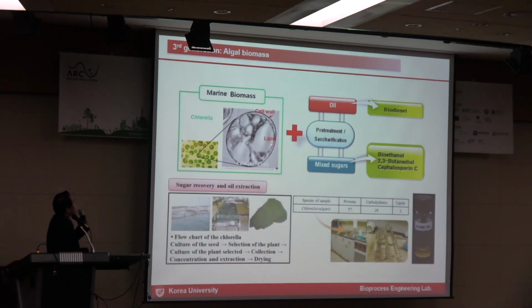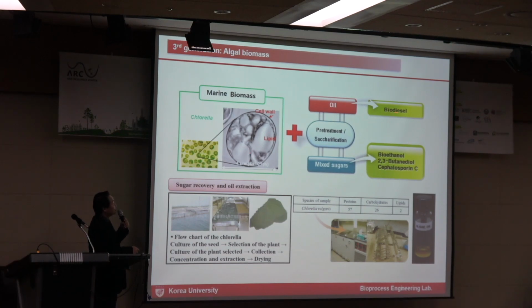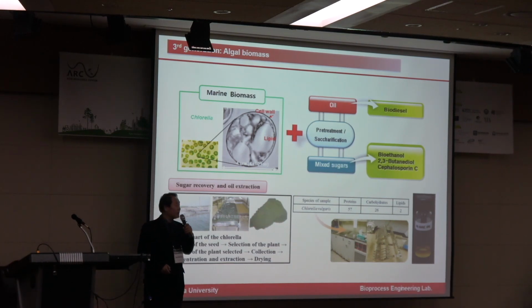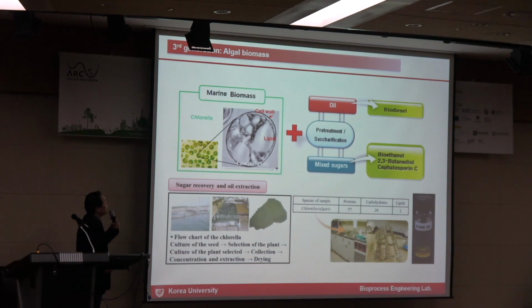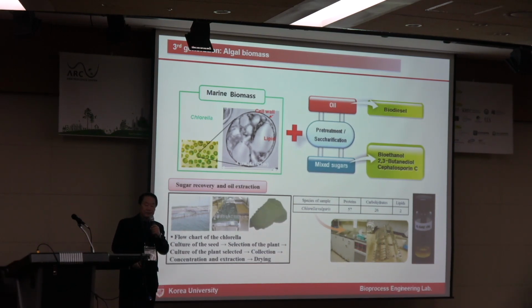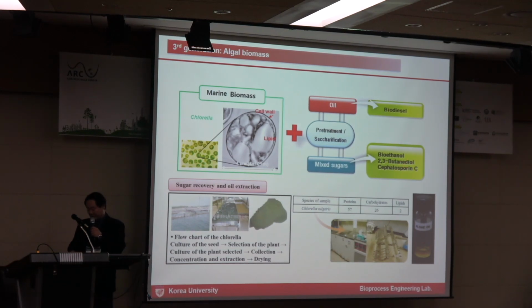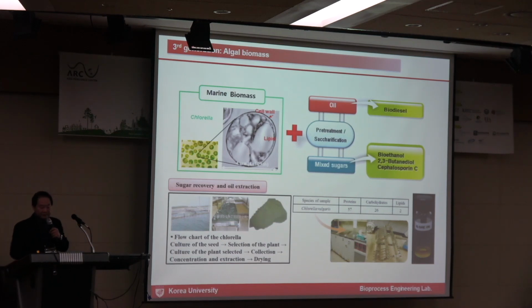After cultivation of this algal biomass, first of all, you can extract lipid, and then it's converted to biodiesel by either chemical or biological method, especially the enzymatic method. And through pre-treatments and saccharification, we could get mixed sugars like glucose and galactose to produce bioethanol, BDO, or antibiotics, such as many biochemical products.